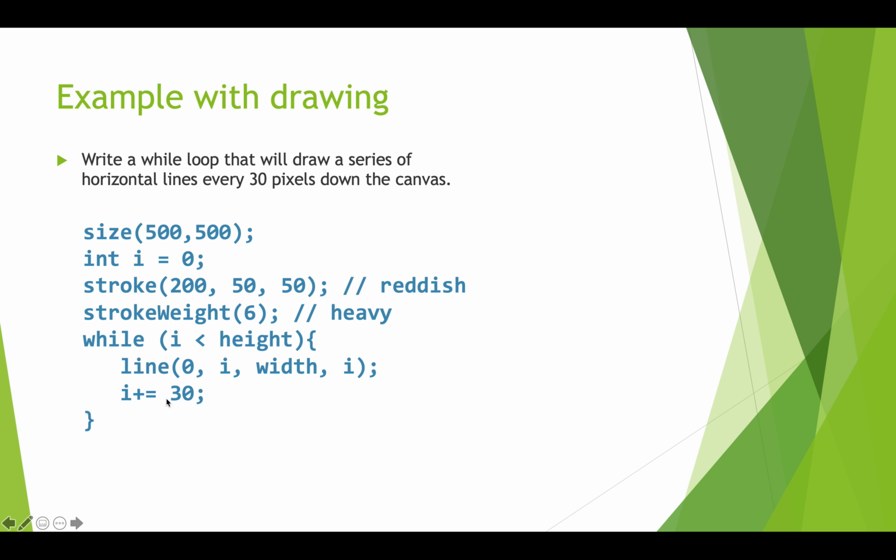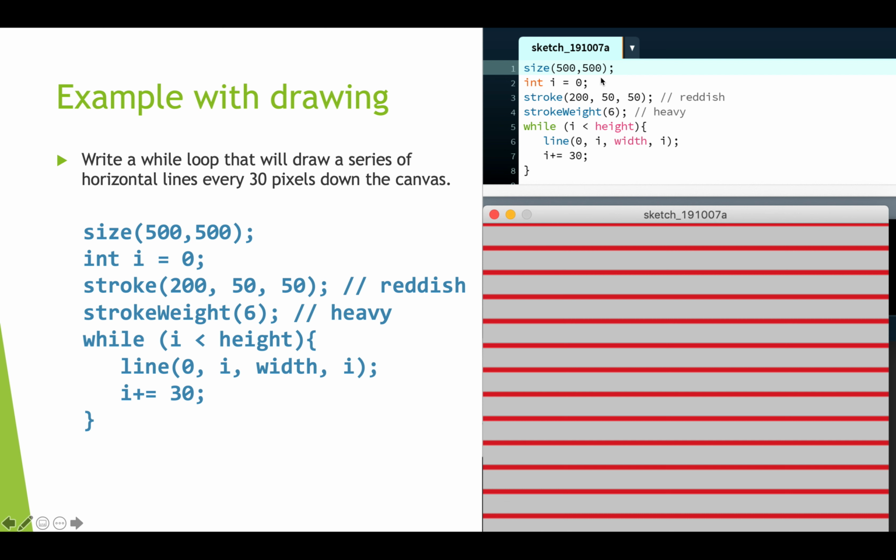And so if you execute this, you'll see that we get something that looks like this. We've got a whole bunch of lines drawn down the canvas. And the question to ask here is, how many separate individual line commands would you need if you didn't have this looping structure? Since there's lines every 30 pixels down and we've got a 500 pixel tall canvas, we're talking about 16 or 17 different line commands that we would have to write to get all of these lines to appear on the canvas if we didn't have the loop.